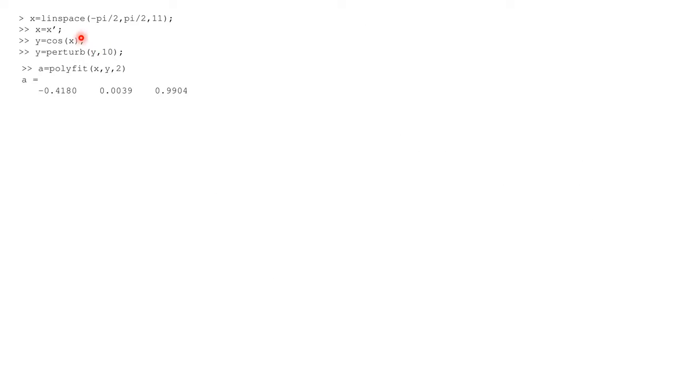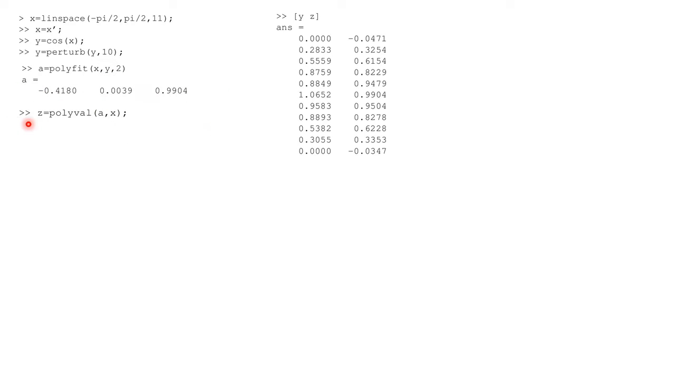Just to have a look at that, we set this up. We say y equal to cosine x, and we perturb the values a bit, and we polyfit it. In other words, we find the coefficients of a polynomial that fits it. We then evaluate it. Polyval evaluates that polynomial with these coefficients in a at x. And then we have a look at them. There's y and there's z. So y are the values that we're trying to fit, and z are the values of the fitting polynomial.